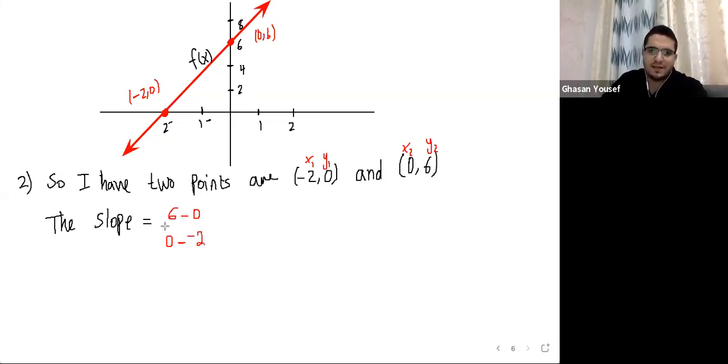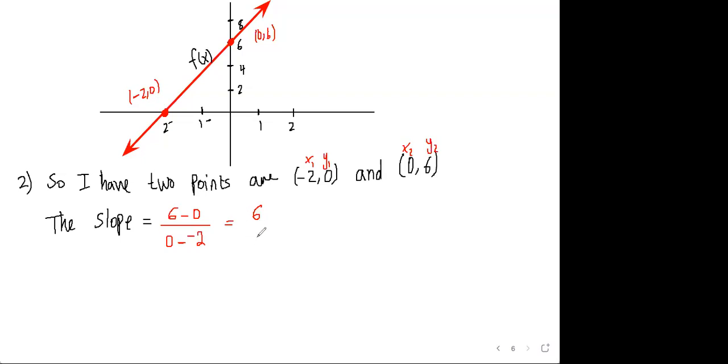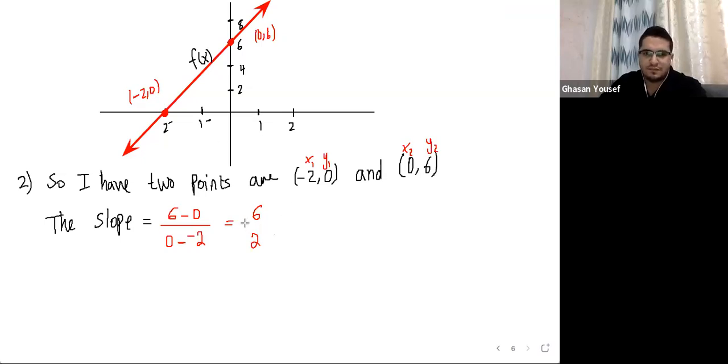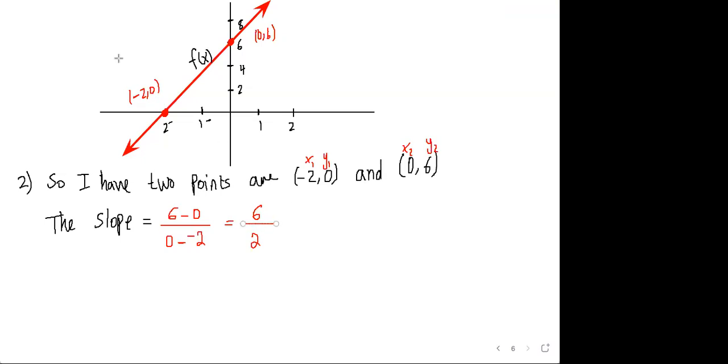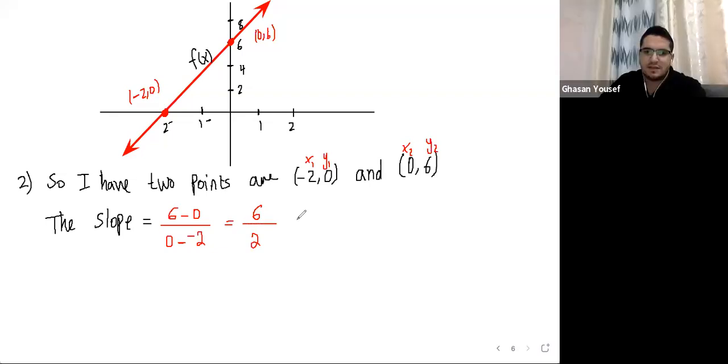And what is the answer now? 6 minus 0 is 6. And 0 minus -2 is 2, positive. 6 over 2 is 3. So the slope here in this example is 3.